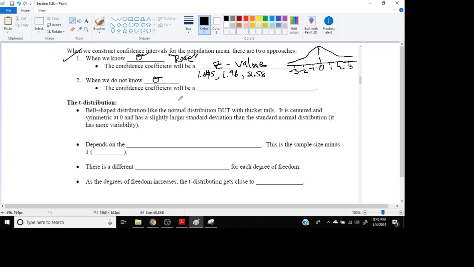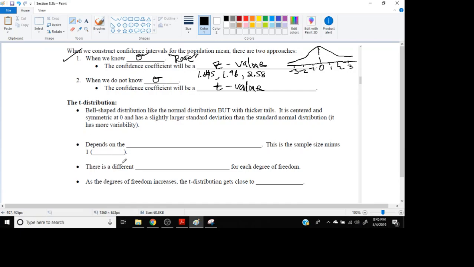When we do not know sigma, the confidence coefficient will be a t-value. We have to talk about what a t-value is. It is related to a z-value, but it comes from a totally different distribution, and that distribution is called the t-distribution. Almost like the standard normal distribution, sometimes we say it's the z distribution.